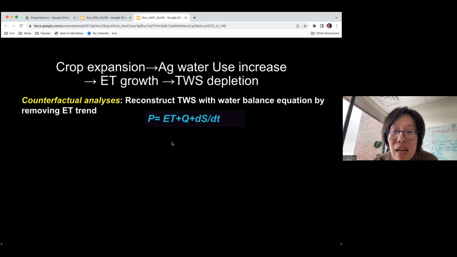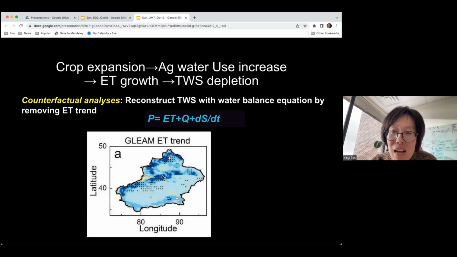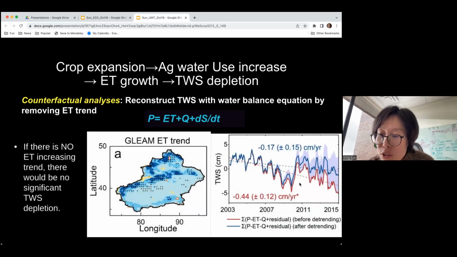What we're trying to do is remove the ET trend from the observed ET, and then reconstruct this equation so that we can get delta S divided by delta T. So this is the total ET trend, right? We try to see this blue line is after removing this ET trend, and then we plug the ET back into this equation, now we get this blue line. This red line is from the observations, or before removing the trend. This is our baseline.